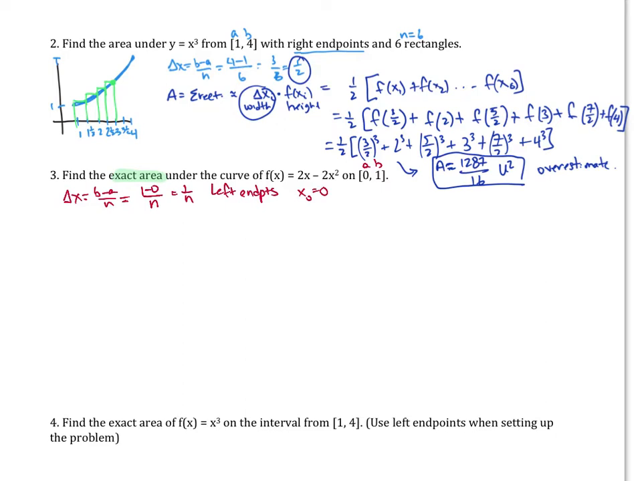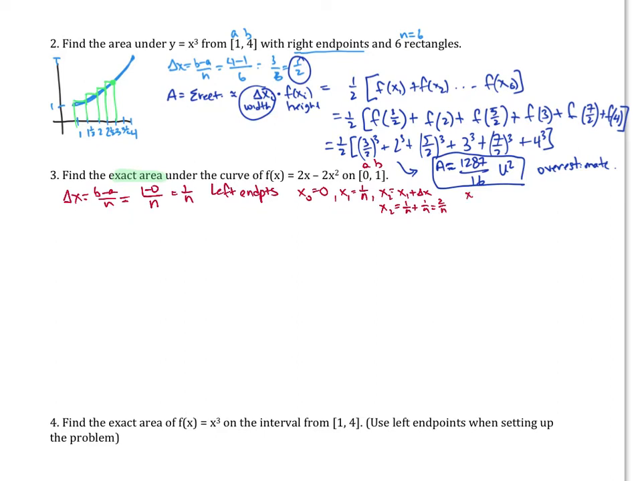That's going to be 0 when I plug it in. Then x sub 1, in my particular case, will be 1 over n. Then x sub 2 will be the previous one, just like we do with our summations, which was x sub 1 plus your delta x. So that means x sub 2 really is the 1 over n plus your delta x, which was 1 over n, which gives us 2 over n.